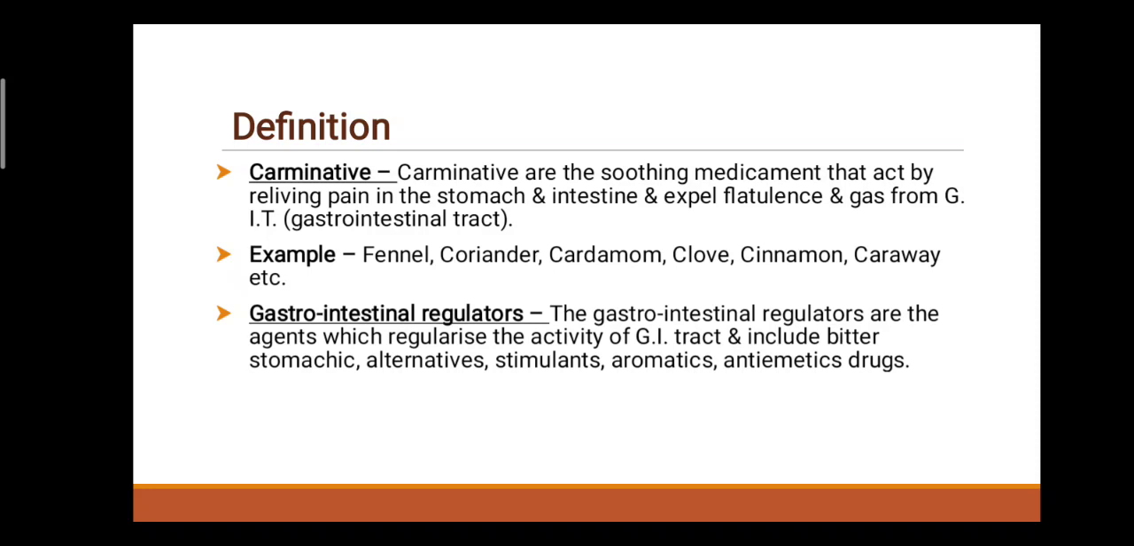Second definition, gastrointestinal regulators. The gastrointestinal regulators are the agents which regularize the activity of the GI tract and include bitters, stomachics, alteratives, stimulants, aromatics, antiemetics, and drugs.